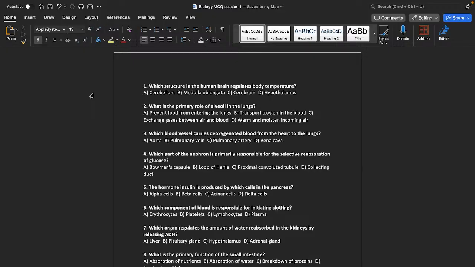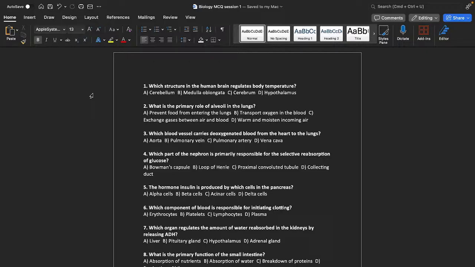Transport oxygen in the blood, that would be hemoglobin found within the red blood cells, or what we call the erythrocytes. And warming and moistening incoming air is part of the trachea and the nose itself. We have a lot of cells within the respiratory system that help to warm and moisten the incoming air.